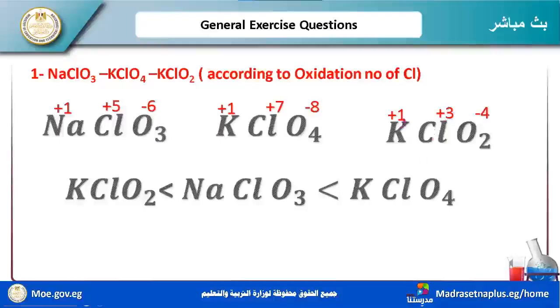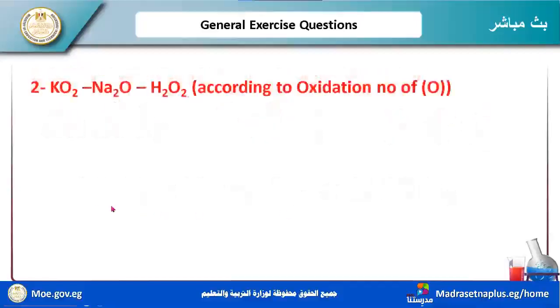The smallest here is chlorine positive 3, so the first is KClO2. Next we have positive 5 in NaClO3. At the last is KClO4. Now this is the ascending arrangement of these compounds. Now we want to know the arrangement of these compounds according to the oxidation number of oxygen.